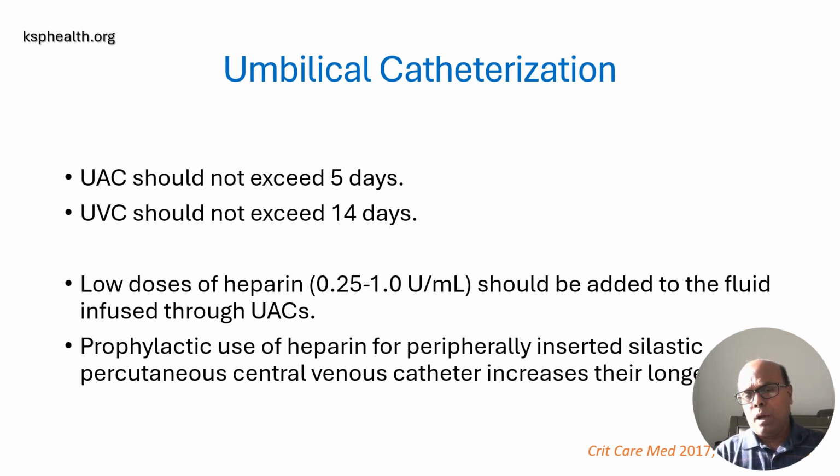When you use umbilical catheterization, please do not use UAC more than 5 days and UVC more than 14 days. Low dose heparin, with a dose of 0.25 to 1 unit per ml, should be added to the fluid so that it won't get clogged. When you use a PICC, a peripherally inserted percutaneous central venous catheter, use prophylactic heparin to keep the lumen patent so that it can be used for longer term.